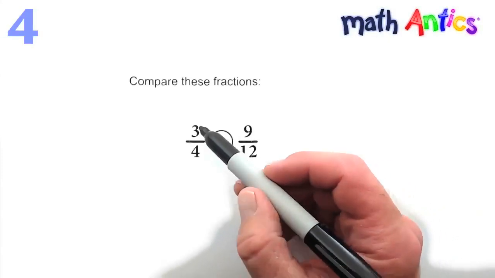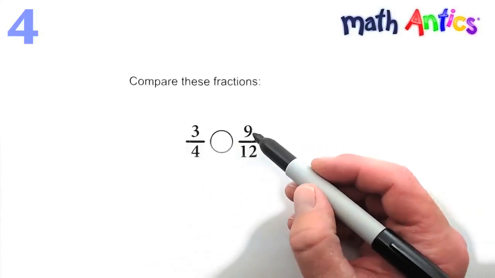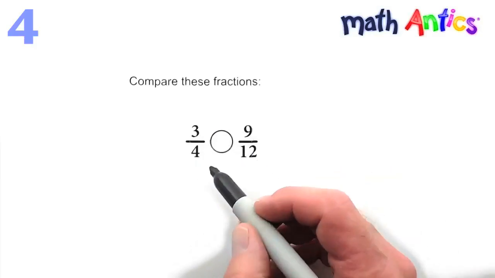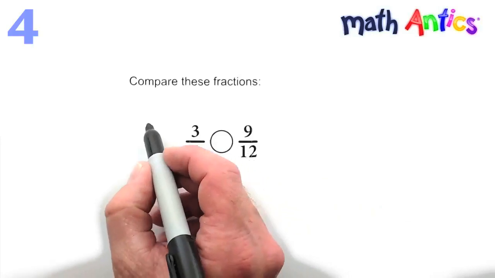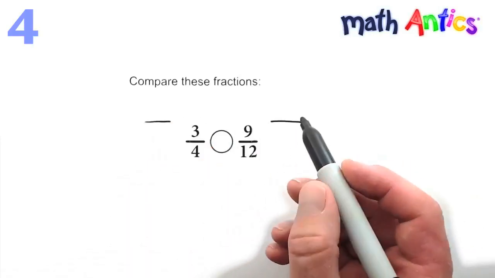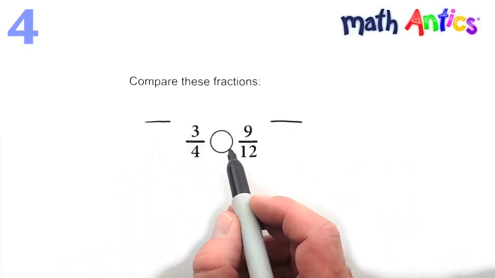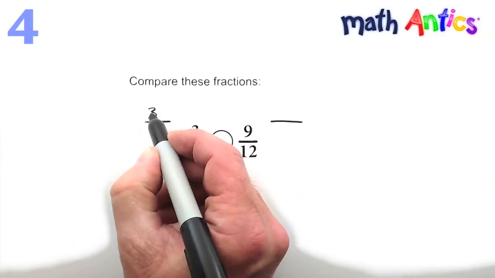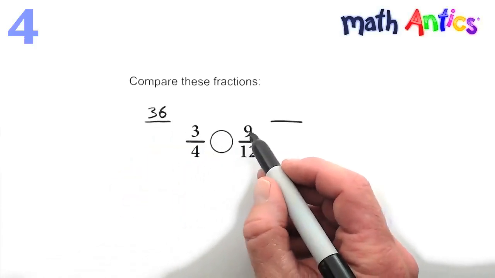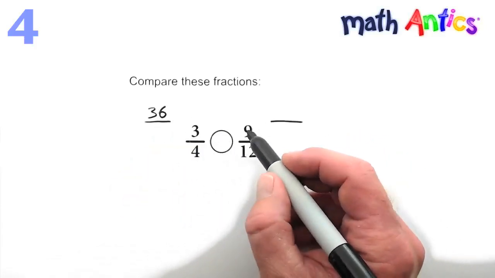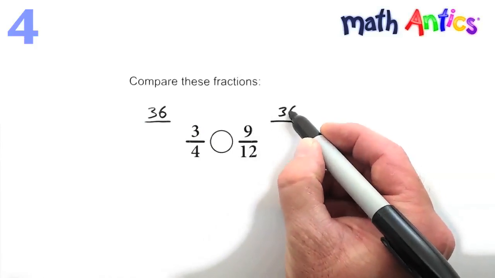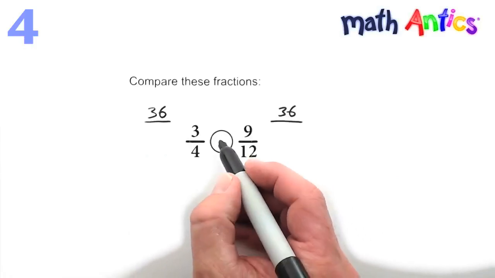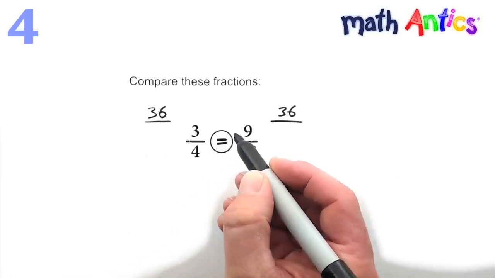In problem 4, we need to compare the fractions 3 over 4 and 9 over 12. Again, the bottom numbers are different. These are unlike fractions, so we're going to need to use our cross-multiplying trick. So we're going to set up for our new numbers here, and we're going to cross-multiply. We multiply the 3 times the 12 to get this top number. 3 times 12 would be 36. And then we multiply these two to get this new top number. 4 times 9 would be 36 also. So 36 and 36 are equal. That means that these two fractions are also equal.